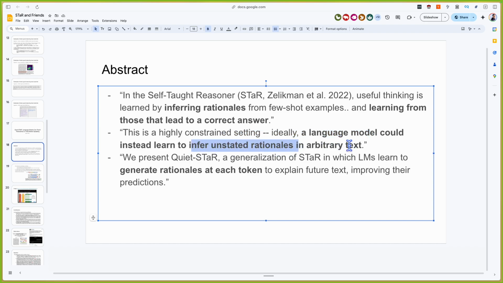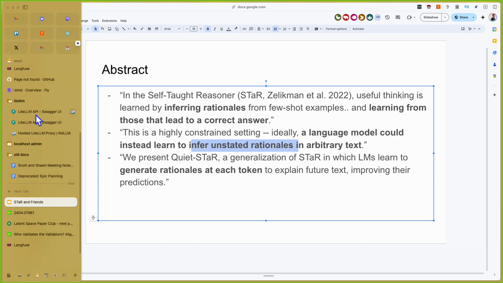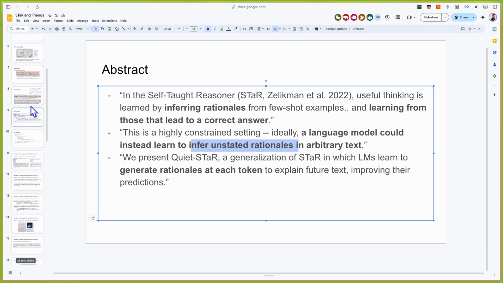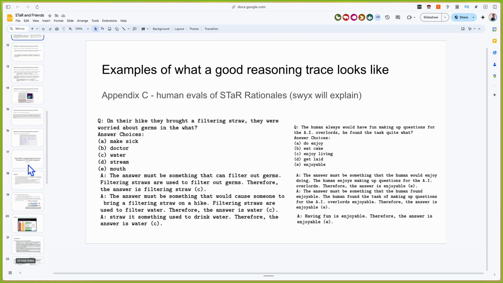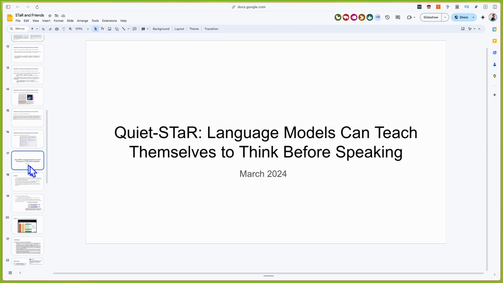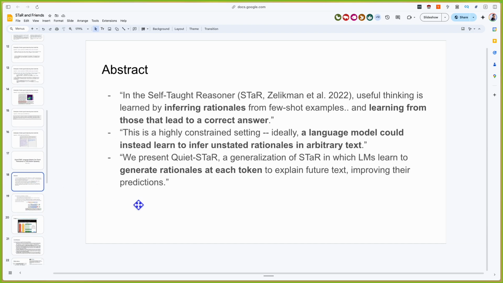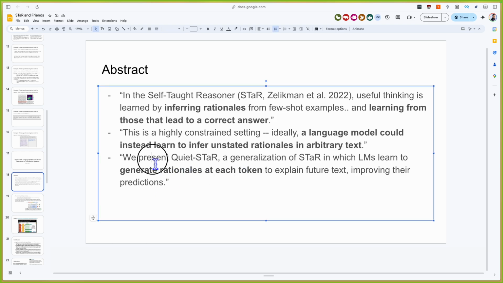So he starts to have this idea of internal rationales and external rationales. All of these rationales are externalized in the sense that you can see the chain of thought that's going on in here. Now he basically read the pause token paper and wanted to apply it to STAR. So we present Q-STAR, a generalization of STAR in which LMs learn to generate rationales at each token.